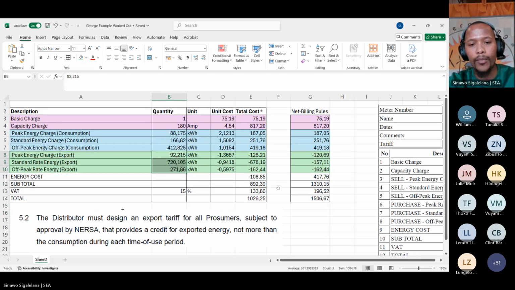Yes. Okay. Yes. Okay, that's fine. Thank you. So the banking will be credited in the next month. So it will be used to reduce the bill of the next month and so on.